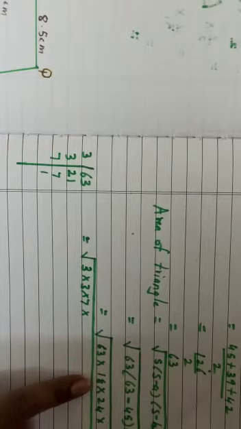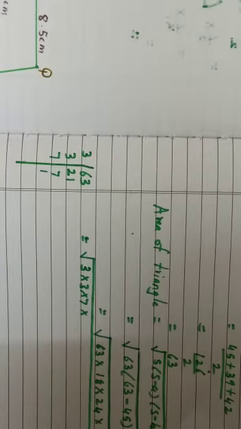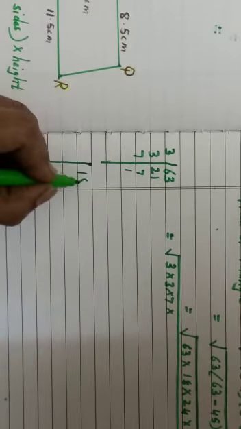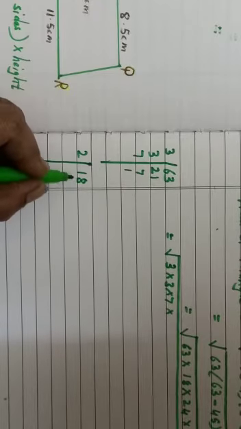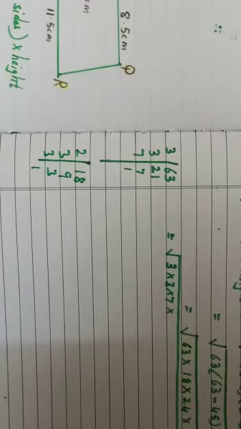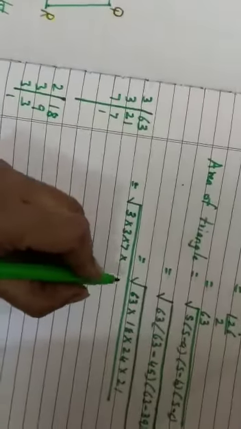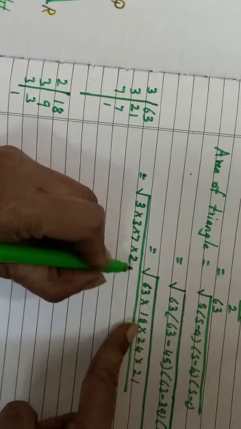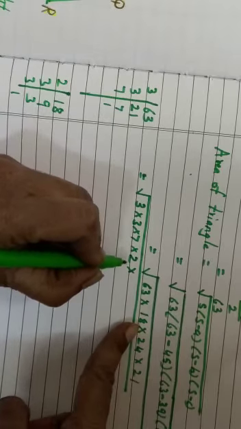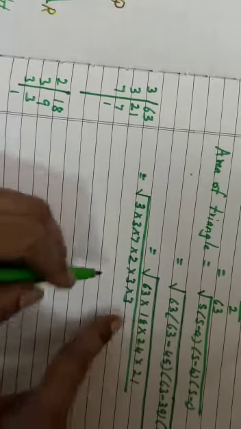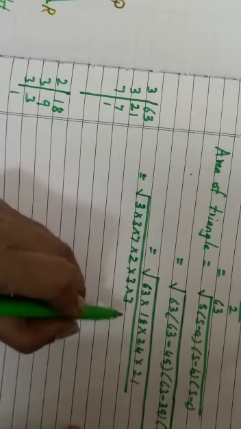Now 18. How to write 18? 18 is very simple. See here, 18. 2 nines are 18, 3 threes are 9, 3 ones are 3. So like this you can write 18 as a product of its prime factors. So 2 into 3 into 3. 2 threes are 6, 6 threes are 18.